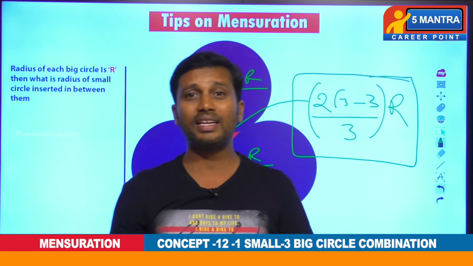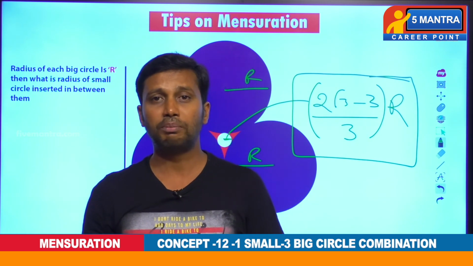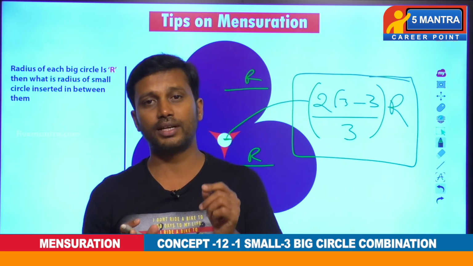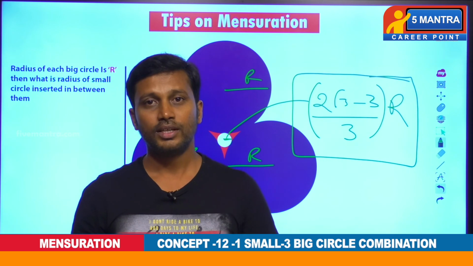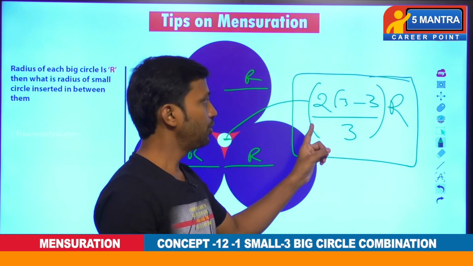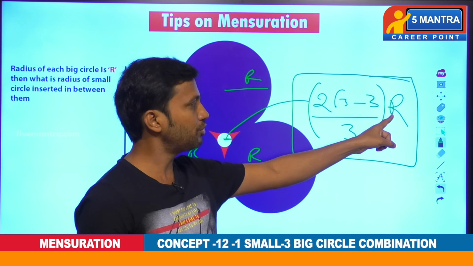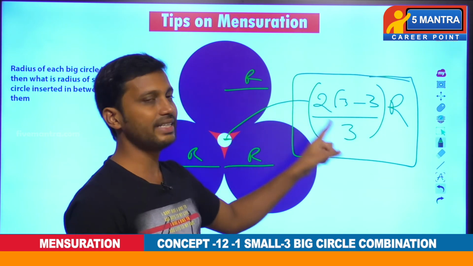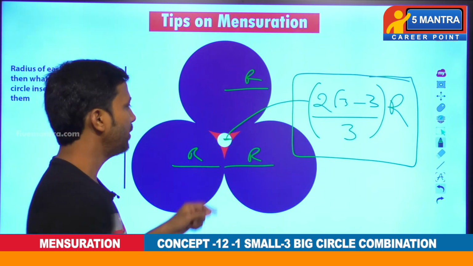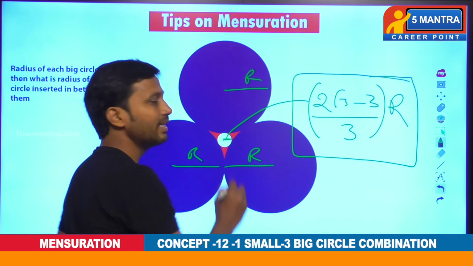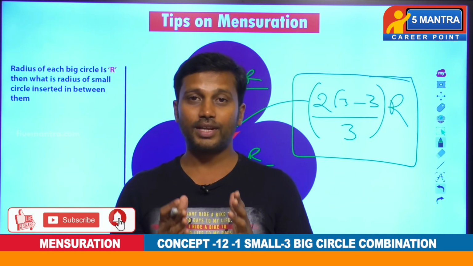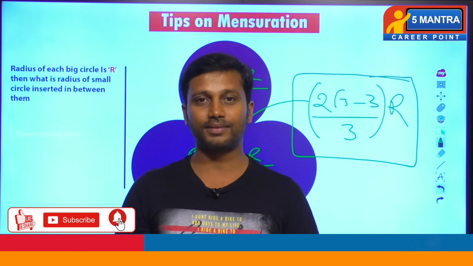because we can't do the analysis at the time of examination, as we don't have more than 1 minute for a question. So at the time of examination, you can simply substitute the value of the bigger circle radius, and then we can get the value of the small circle radius. Hope you guys enjoyed this technique in mensuration.